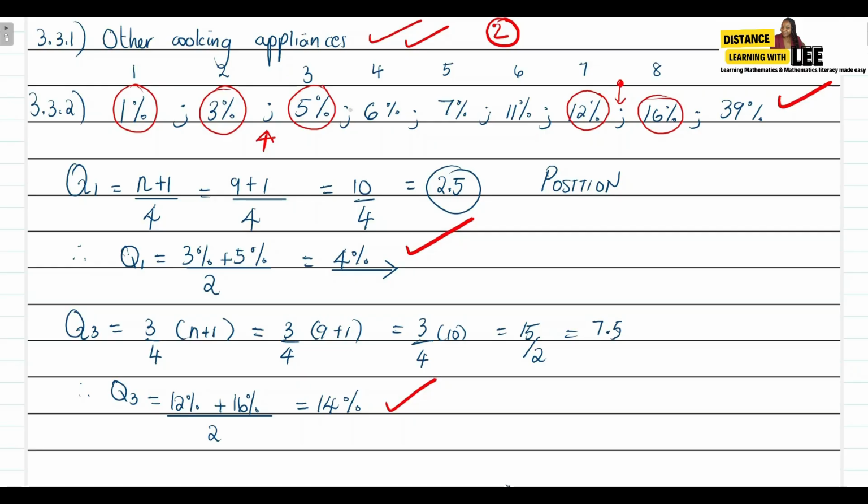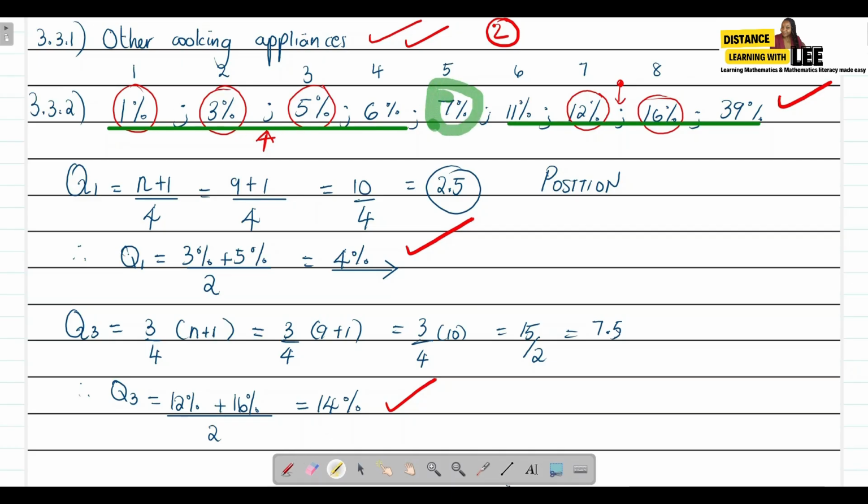We've got 1, 2, 3, 4, 5, 6, 7, 8, 9. So in this case, we've got an odd data set, so we will have one value as our median. What would be our median? 1, 2, 3, 4. We've got 4 values on the left, and 4 values on the right. Therefore, our median or our Q2 would be 7%.